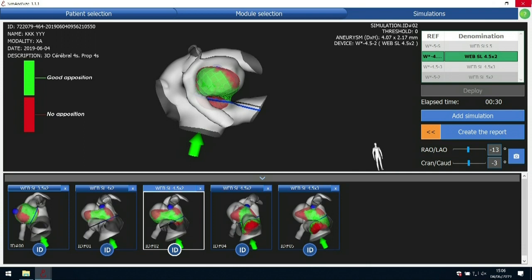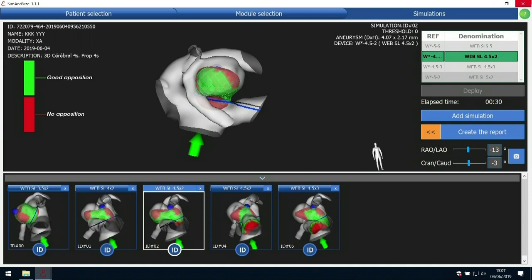So this is why in the simulation process we are advised to simulate different kinds of dome position, trying to anticipate all the possible configurations the device can have inside the aneurysm. So this is why we perform plenty of simulations. Here, for example, in this simulation, the one displayed here, we have an access which is here at the level of the blue sphere.